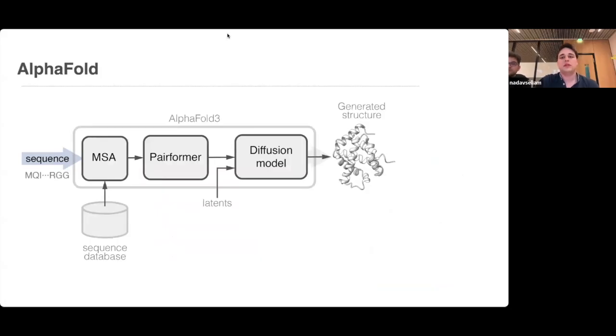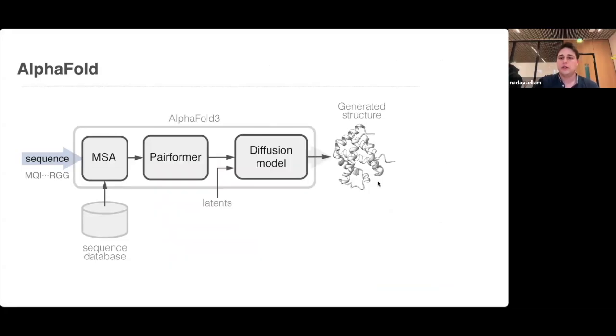So how does AlphaFold 3 work? You have a sequence going in for multiple sequence alignment search, or MSA search. The result of the search is inserted into a model called the Pairformer, which embeds this, and the embedding of the Pairformer is used in the diffusion model as conditioning. The diffusion model then uses a standard diffusion process to get the 3D protein structure.